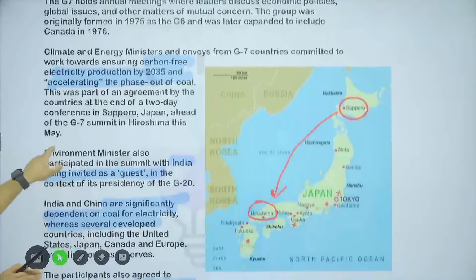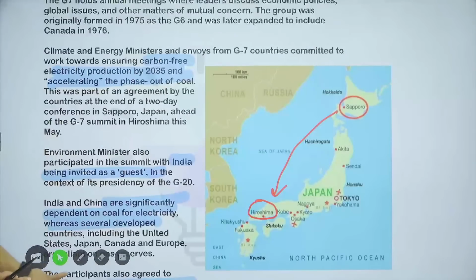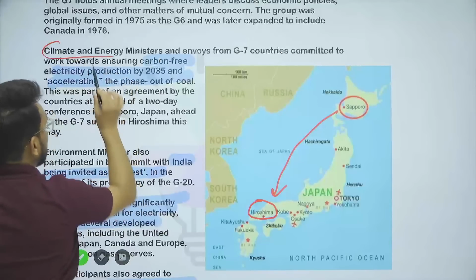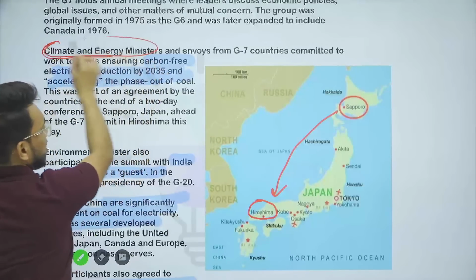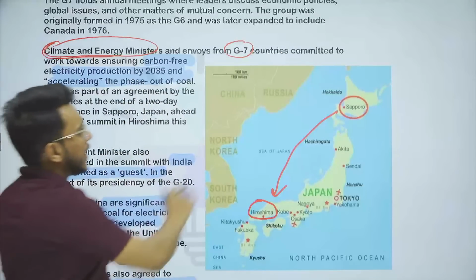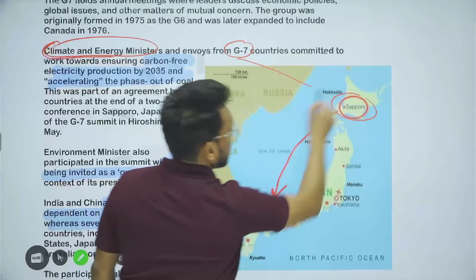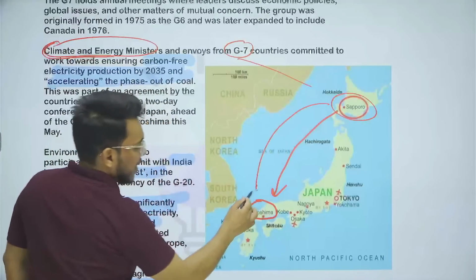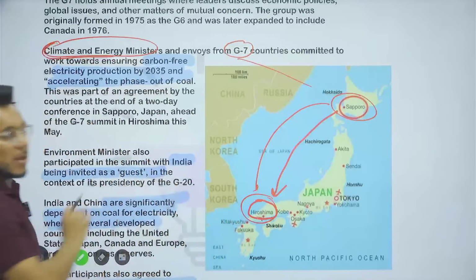First of all, these preliminary talks happened on climate and energy. Therefore, climate and energy ministers from these G7 countries came together. This particular meet was held in Sapporo. So this is Sapporo, and here is Hiroshima, where the actual summit will happen in the month of May.